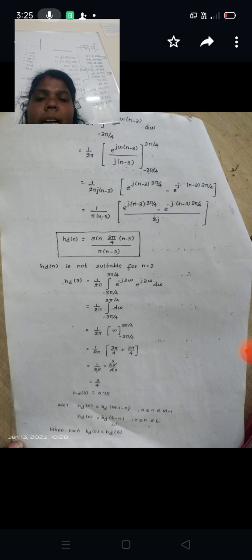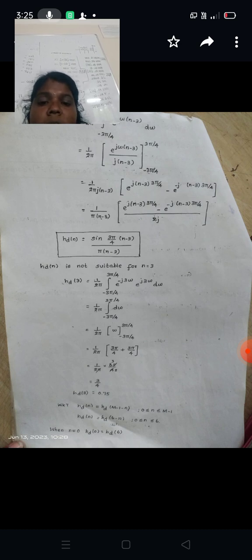Okay, by integrating that term we get omega. Integration of dx is equal to x. Therefore the integration of d omega is equal to omega, and the limit is minus 3 pi by 4 to 3 pi by 4, upper limit minus lower limit. Therefore 1 by 2 pi into 3 pi by 4 plus 3 pi by 4, that is 6 pi by 4. Okay, therefore we got hd of 3 equal to 0.75.